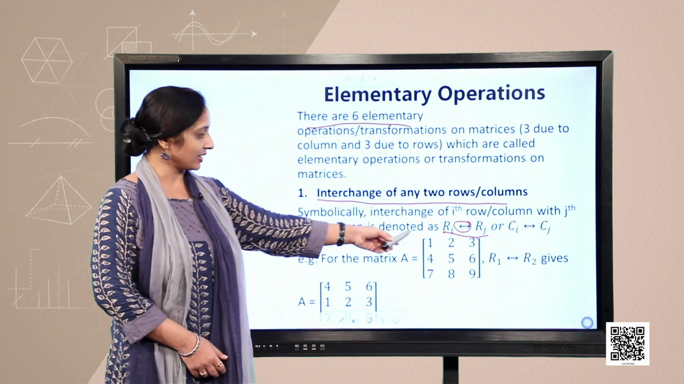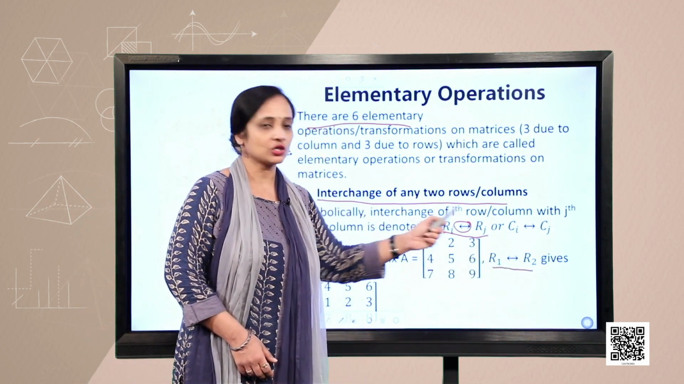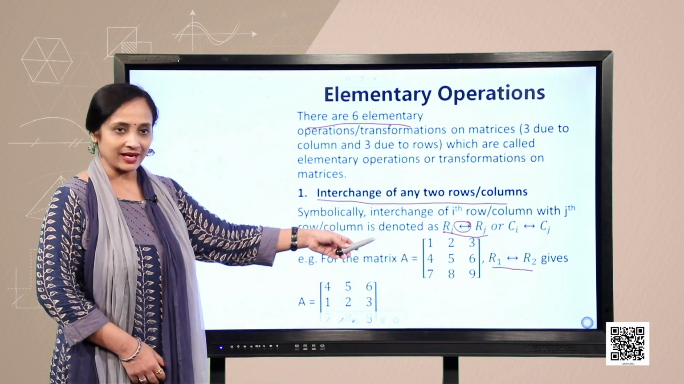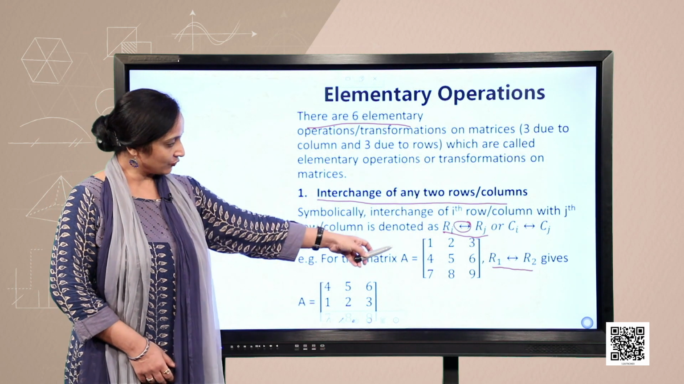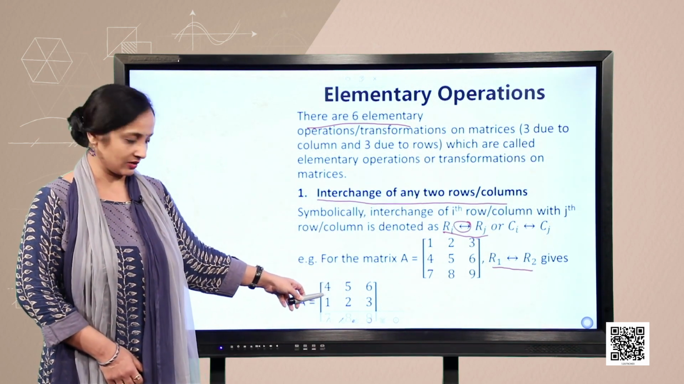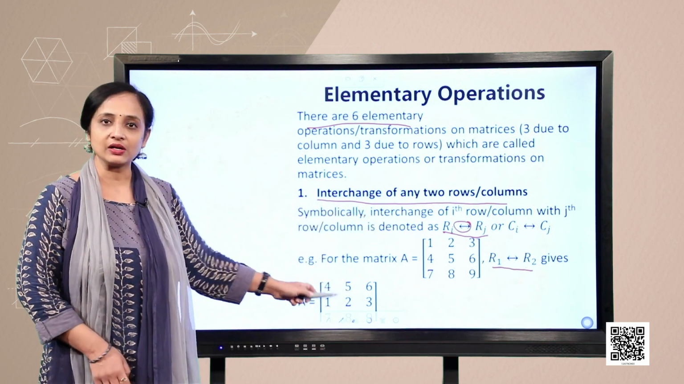For example, this matrix A, if you wish to interchange first 2 rows, row 1 and row 2, so that can be denoted by that, and you can see here 4, 5, 6, R2 over there has been changed as R1 here, and 1, 2, 3, R1 has been made R2 here.